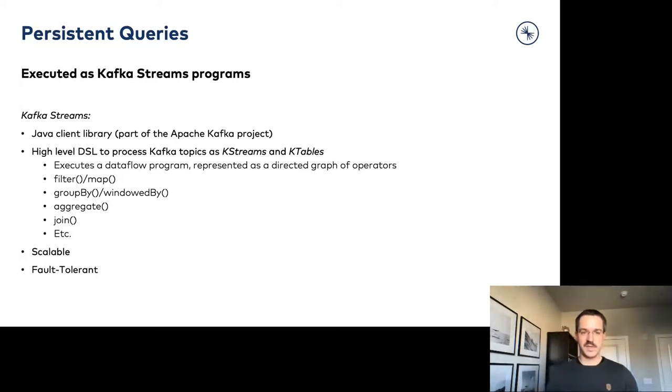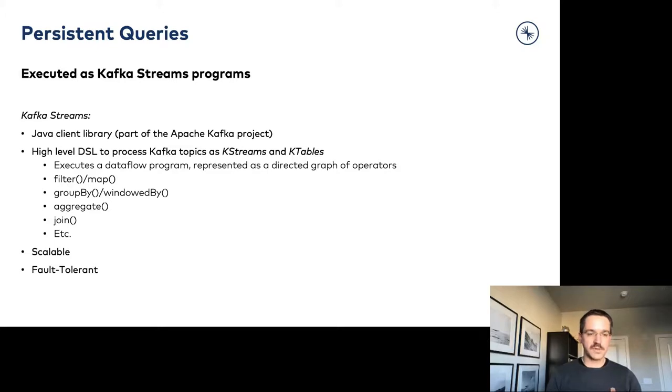So the user can say, I want to read a stream. And then we have all kinds of operators like map, filter, group by, window by, aggregation, join, and they chain them together to build their data flow program. And that is exactly what ksqlDB does. So we are getting a query, we are parsing the query, and then we are compiling it down into this data flow program, reusing the operators from the Kafka Streams runtime, to then actually deploy and execute the query.